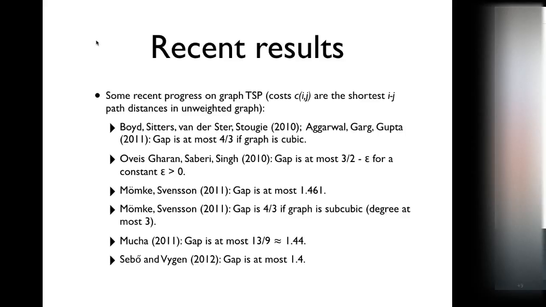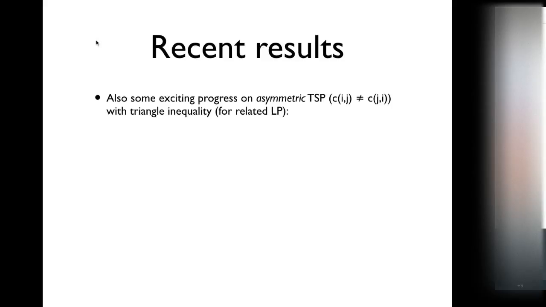Another set of recent progress has been for the asymmetric traveling salesman problem. Now the cost of going from city I to city J is not necessarily equal to the cost of going from J to I. If you think about that case where triangle inequality does hold, and we look at a related linear program, well, it was known for some time that the integrality gap was no more than a factor of log n.